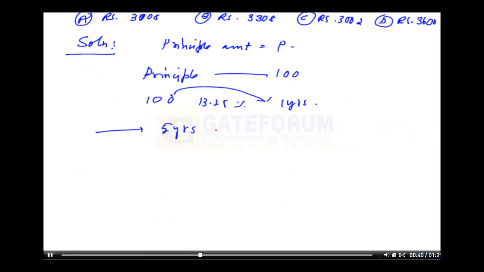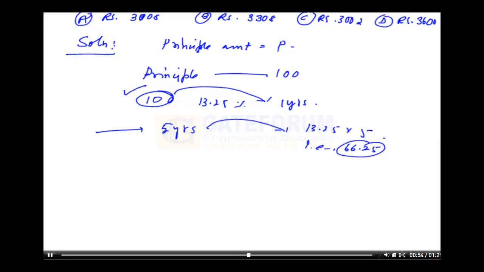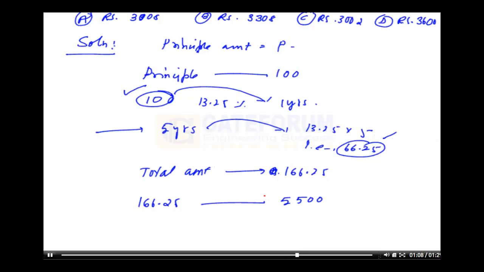So the rate of interest for 5 years is 13.25 into 5, that is 66.25. So initially the principal was 100, now the interest is 66.25. So the total amount after 5 years will be 166.25. This 166.25 is given as 5,500 rupees.